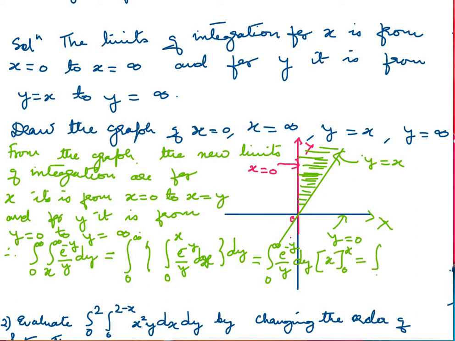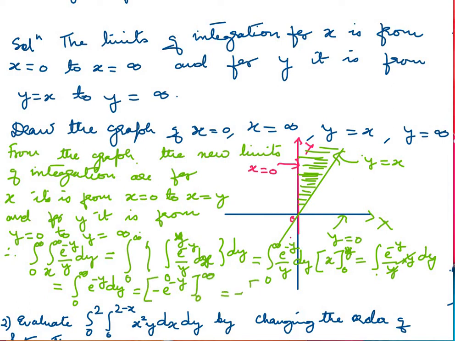The limit of integration for x is from 0 to y. So we'll get e to the power minus y by y, then when you substitute the limits of integration for x, from 0 to y, you'll get y only, dy. Now this and this can be cancelled. So it reduces to the integral from 0 to infinity of e to the power minus y dy, which is equal to minus e to the power minus y from 0 to infinity.